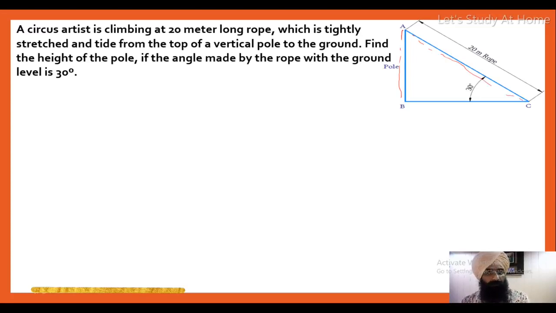To find the height of the pole, means firstly the situation is given, we have converted the situation into a triangle. Then in the triangle, what we want to find is AB. AB is the height of the pole. To find AB, which trigonometric function will we use? One thing you should know, means you should remember this.